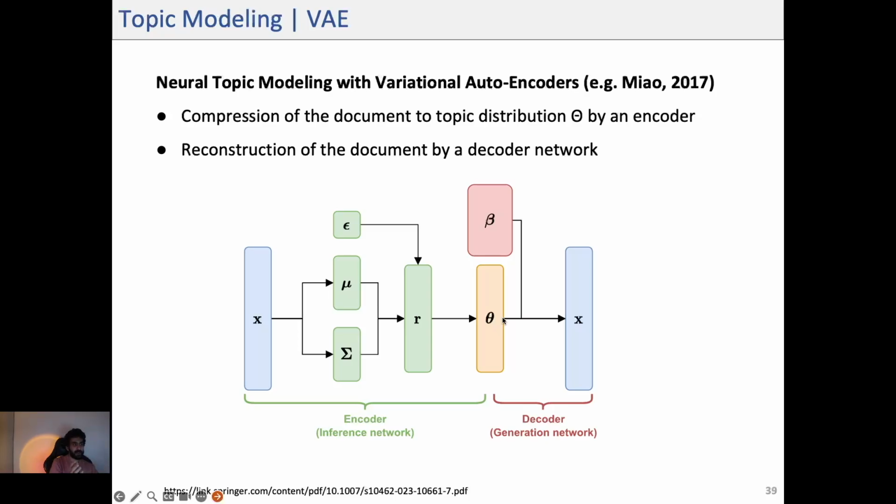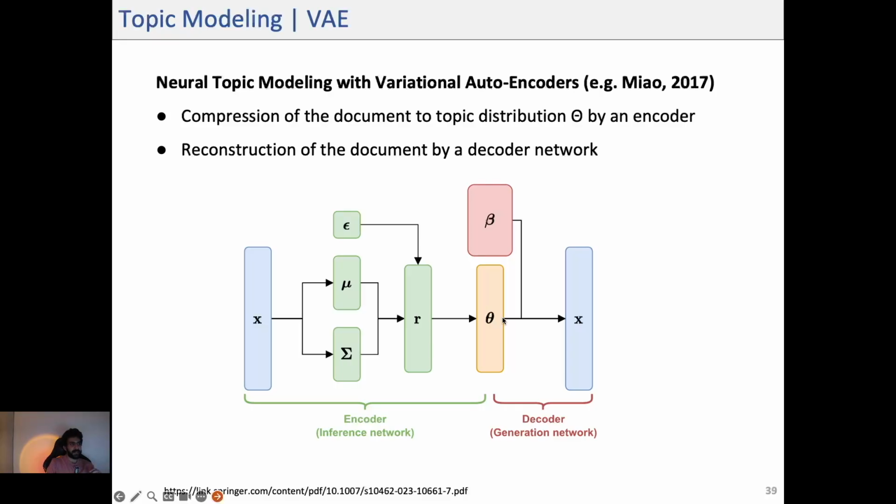The encoder is a neural network that learns how to compress the document into a hidden latent space. So it estimates a mean and a variance for the latent distribution. From this, a latent variable R is sampled using the reparameterization trick, where R is equal to mu plus sigma multiplied by E. And E here is actually a random noise vector which ensures the differentiability.